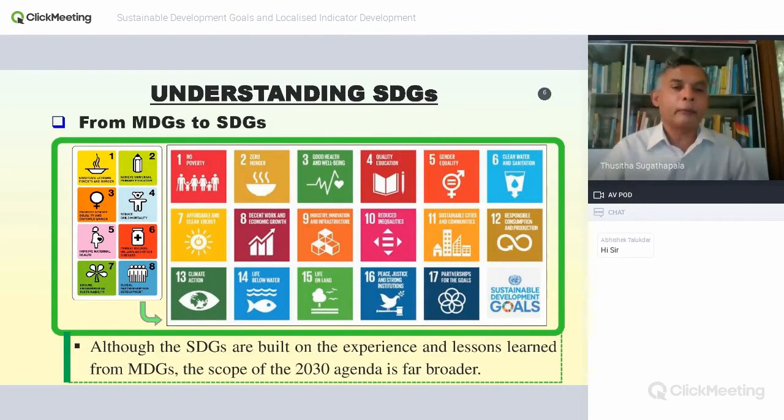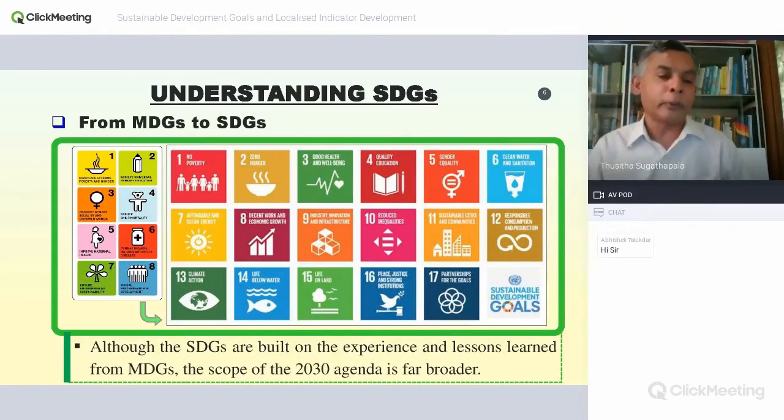So basically, to have a better understanding of the SDGs, we also look at what happened earlier, because SDGs were, in a way, developed through the experience of MDGs. But sometimes we think that SDGs are the second phase of MDGs, and that's wrong. SDGs are a very novel or different way of approaching the problem. Therefore, the scope of the 2030 agenda goes far beyond MDGs. It's a new way of looking at the problem and solving the problem. So SDG is not the second phase of MDG, although it happened consequently.